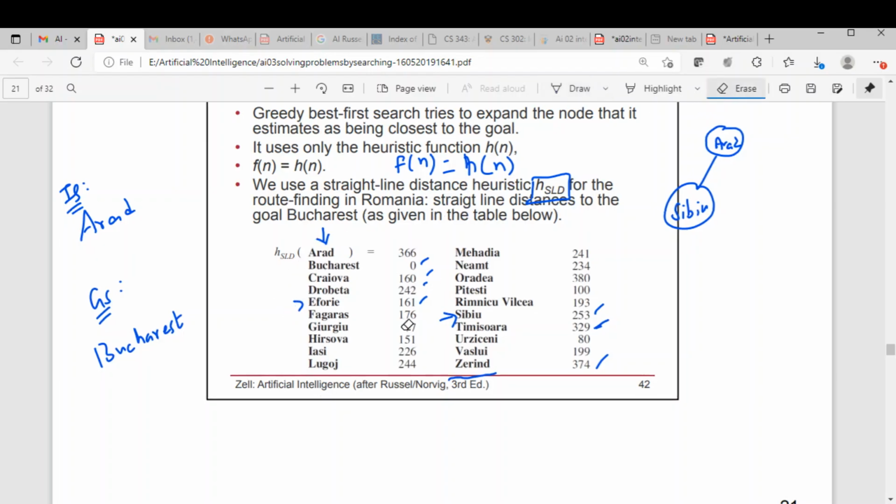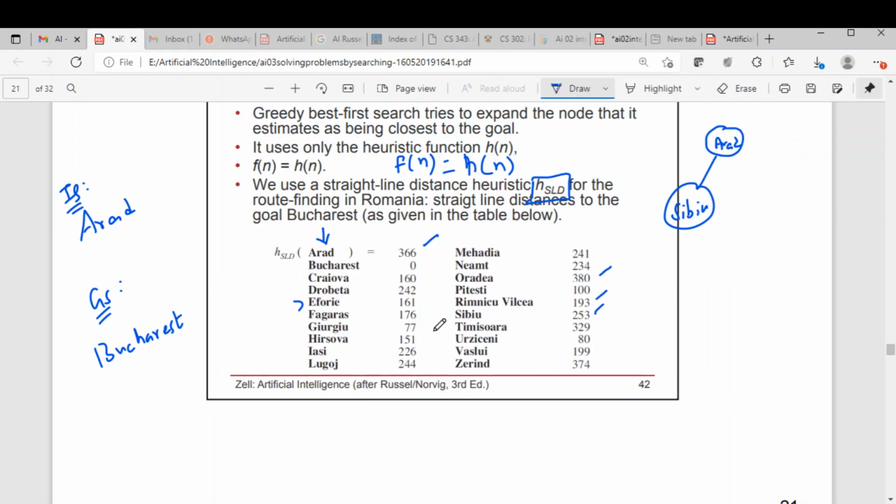Read other things, otherwise it will confuse. So the cost of reaching Bucharest from Arad is 366. And what's the cost of reaching Bucharest from Oradea? Where is Oradea? 380. And what's the cost of reaching Bucharest from Rimnicu Vilcea? 193.